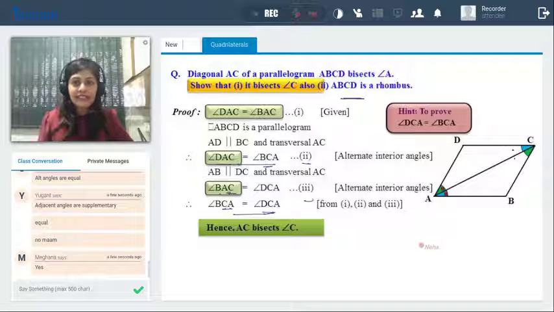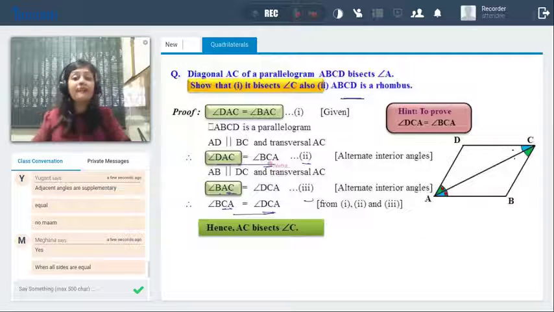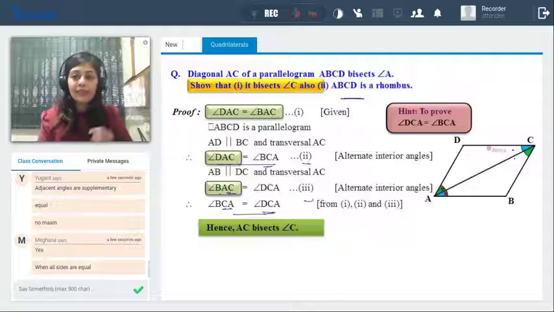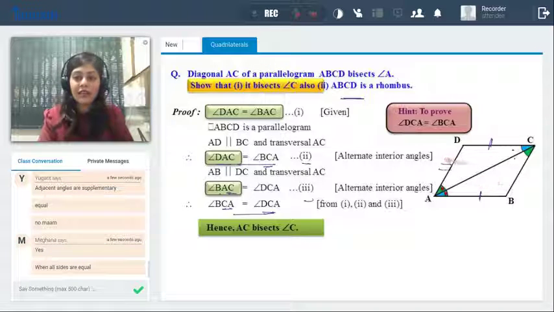How do we understand that the given quadrilateral is a rhombus? Okay, Meghna, yes, that's perfectly correct. When all sides of a quadrilateral are equal, only then we can say that it's a rhombus, right? But what do we know out here? Since this is a parallelogram, we already know that opposite sides are equal.